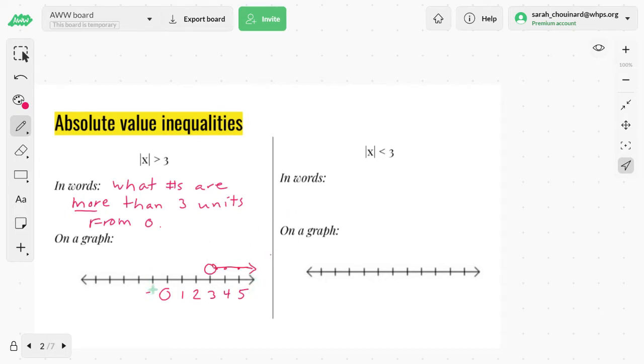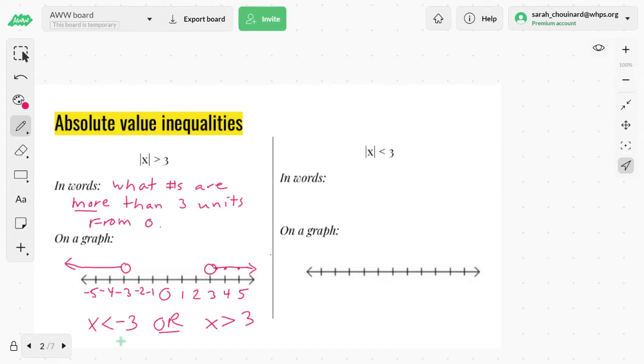But we also need to go in the other direction, more than 3 units from 0. So that could be at -4, -5, -3.5, anywhere over here on the graph. So we should be able to recognize this as the compound inequality OR. So the answer to what numbers are more than 3 units from 0 is any numbers less than -3 or any numbers greater than 3.